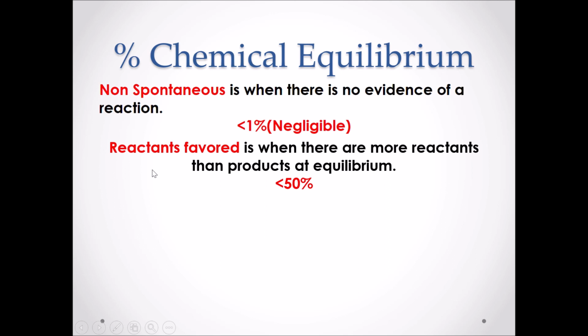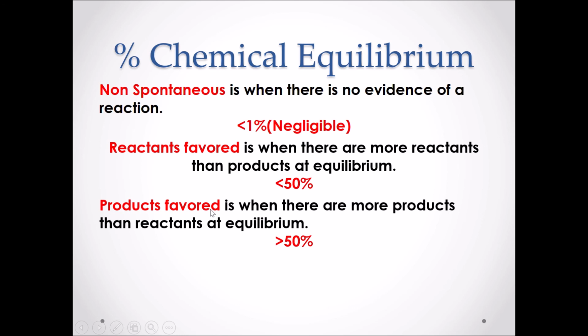Our next type of reaction is a reactant-favored equilibrium, and that is when there are more reactants than products at equilibrium. We are saying that the products will be less than 50% at equilibrium. Our next is a product-favored equilibrium, and this is when there are more products than reactants at equilibrium. And this represents that we have greater than 50% of our products.